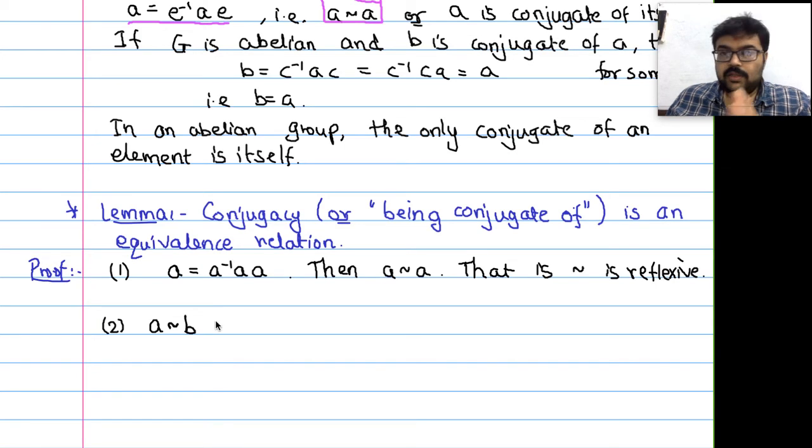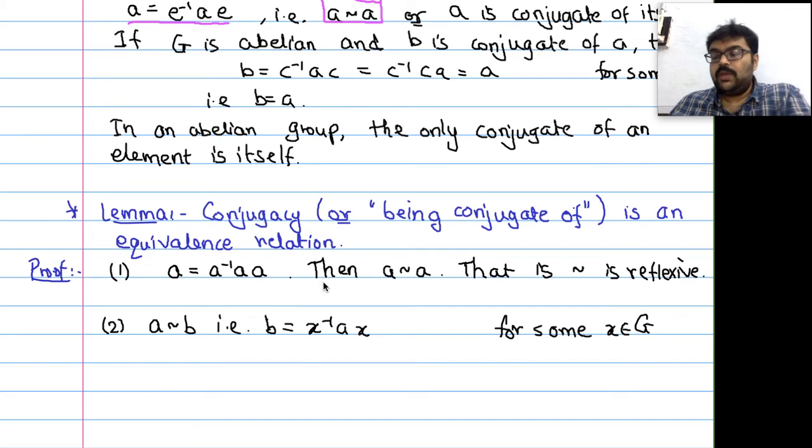Suppose A is related to B. So then this implies B equals some x inverse AX for some x in G, right? So B equals x inverse AX for some x in G. Then we have to show that A equals some element inverse. So what do we have to show? We have to show that A equals some y inverse BY. So how do we show this?